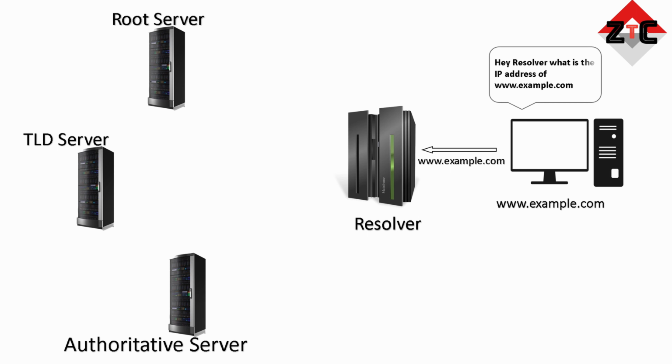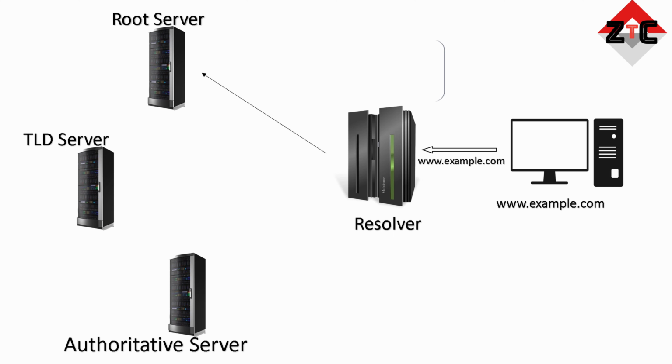So when the resolver receives the query, it will check its own cache memory to find an IP address for example.com, and if it can't find it, it will send the query to the next level, which is the root server. When the root server receives a query for the IP address for example.com, the root server is not going to know what the IP address is, but the root server does know where to send the resolver to help it find the IP address.